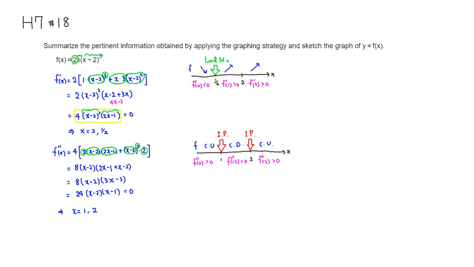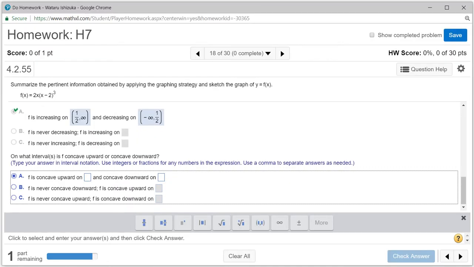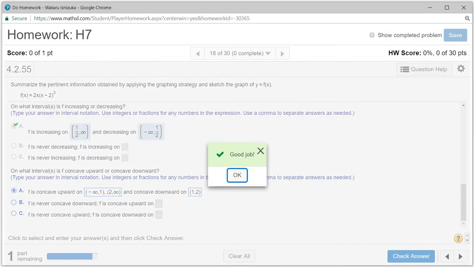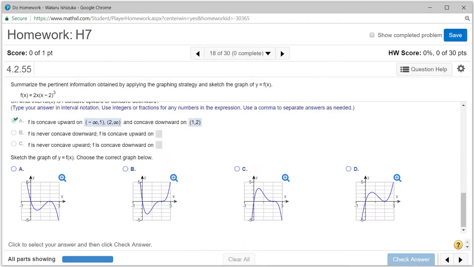Let's see, what was it? Concave upward before 1 and after 2. So let's type it in. Concave upward before 1, so it's going to be negative infinity to 1, and after 2, so 2 to infinity. And concave downward between 1 and 2. Let's check the answer. We got that. Then we need to find the correct picture.